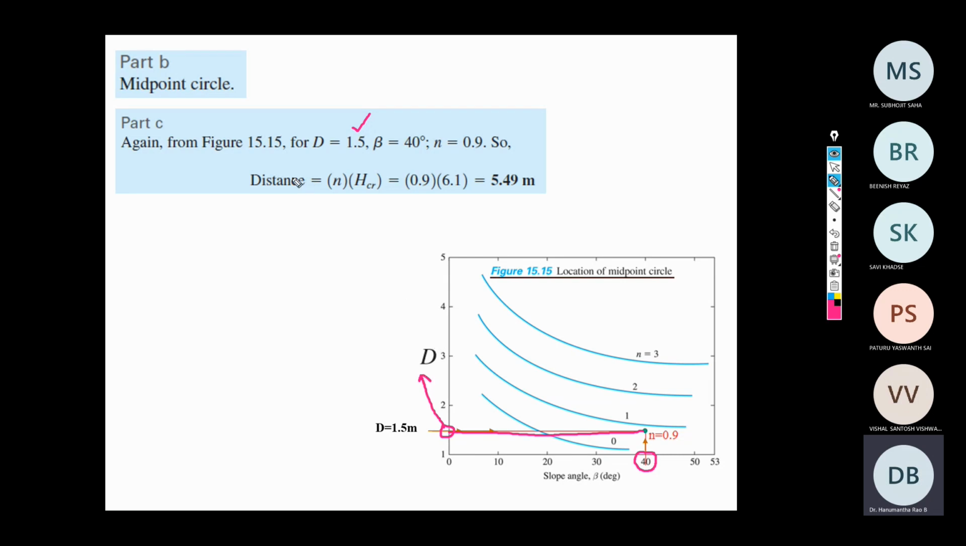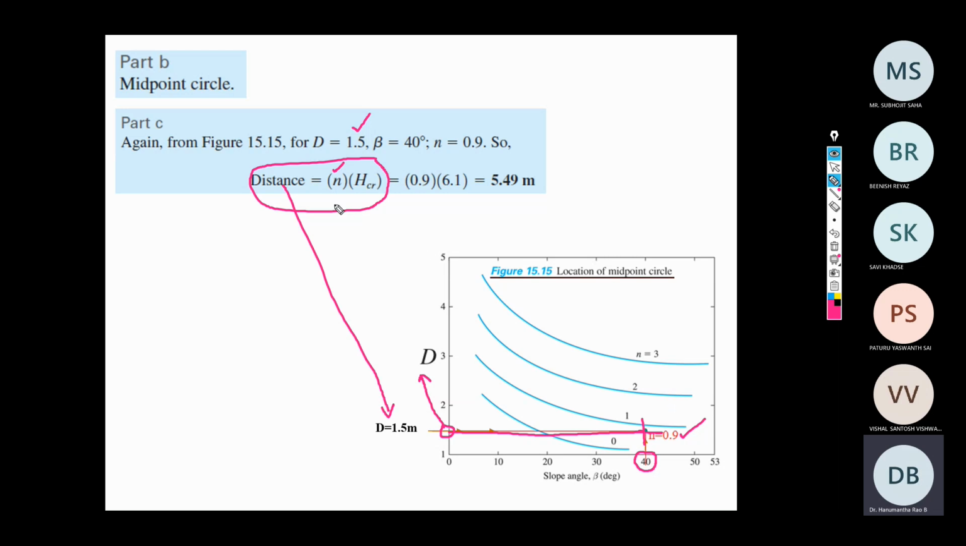So now the d can be equated as n into h critical. Oh, sorry, it is reversed here. I know the d value, I know the beta value. I need to determine the n value. So corresponding to d of 1.5, draw a horizontal line. Corresponding to beta 40, draw a line. Both will meet at some point. This is the intersection. If you look at this intersection, it is lying between 1 and 0. So this is approximately 0.9. You can take the approximate value.